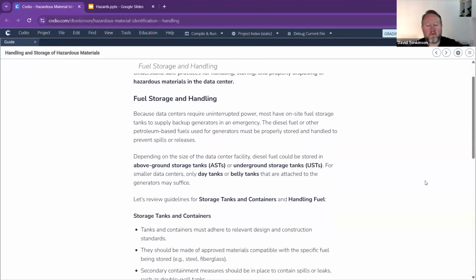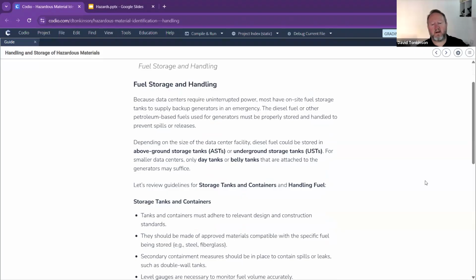So let's have a look at fuel handling. So fuel storage and handling. We know data centers require uninterrupted power supplies, not just the batteries with their lovely acid in there and the other chemicals. There's also the fuel, the diesel generators that basically kick in. Of course, they need a large amount of diesel. So the diesel must be stored properly in relevant tanks that are essentially fit for purpose.